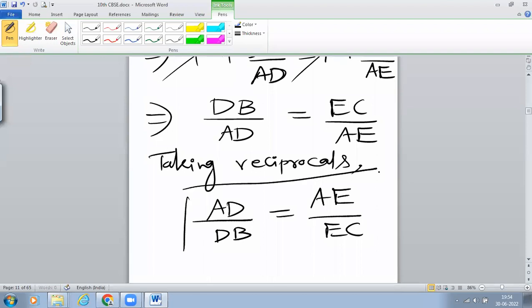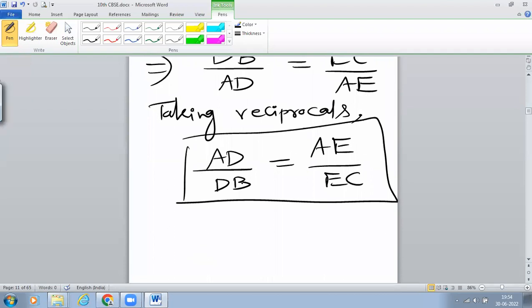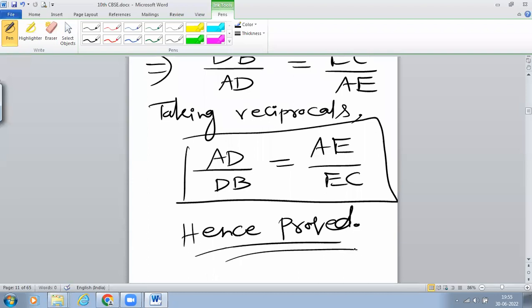Now please check. That's it. This is the answer, hence proved. This is what they asked us to prove: if a line is drawn parallel to one side of the triangle, then the line divides the other two sides in the same ratio. That is AD by DB is equal to AE by EC. We have proved that. Hence proved.